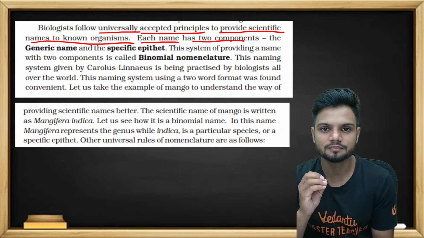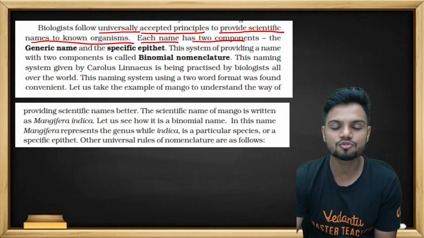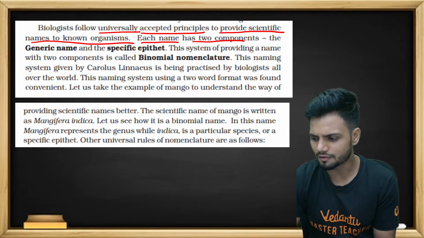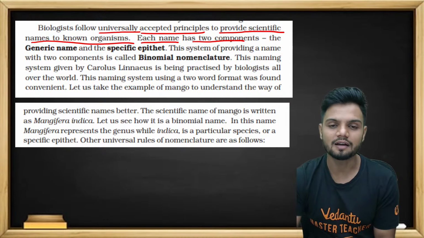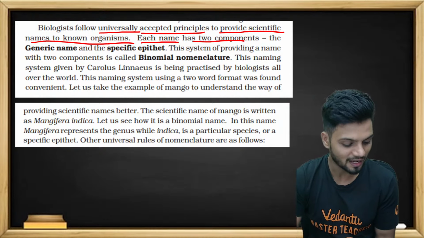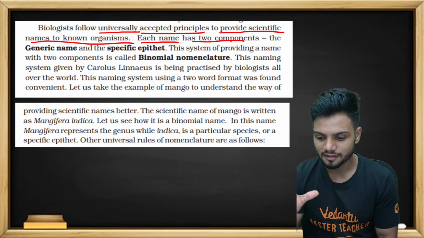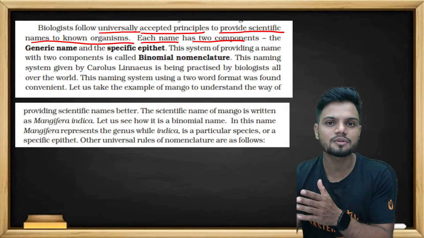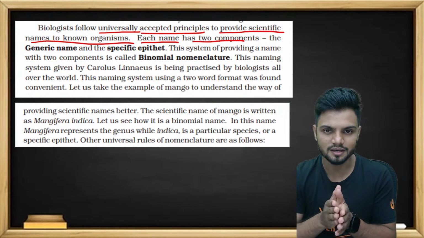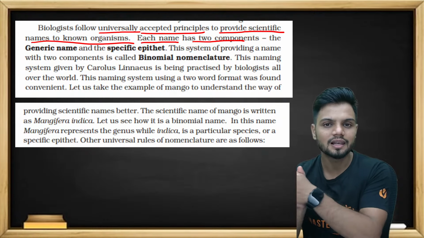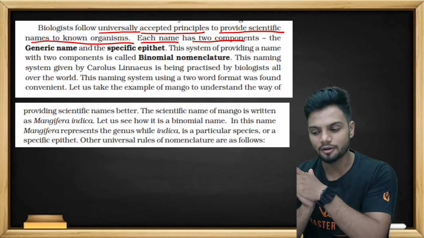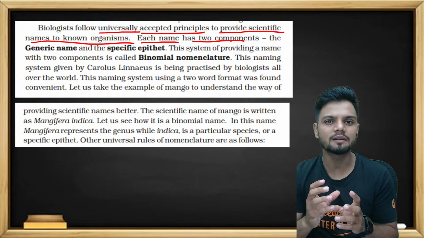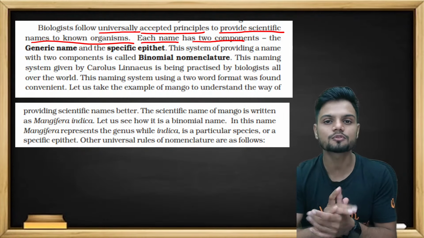Okay, one simple example. I have a friend called Sujit Bhatt. Or I have one more friend called Sagar Francis. Sagar is the first name. Francis is the last name or surname. Similarly, a particular scientific name has two parts. A scientific name also has two parts.